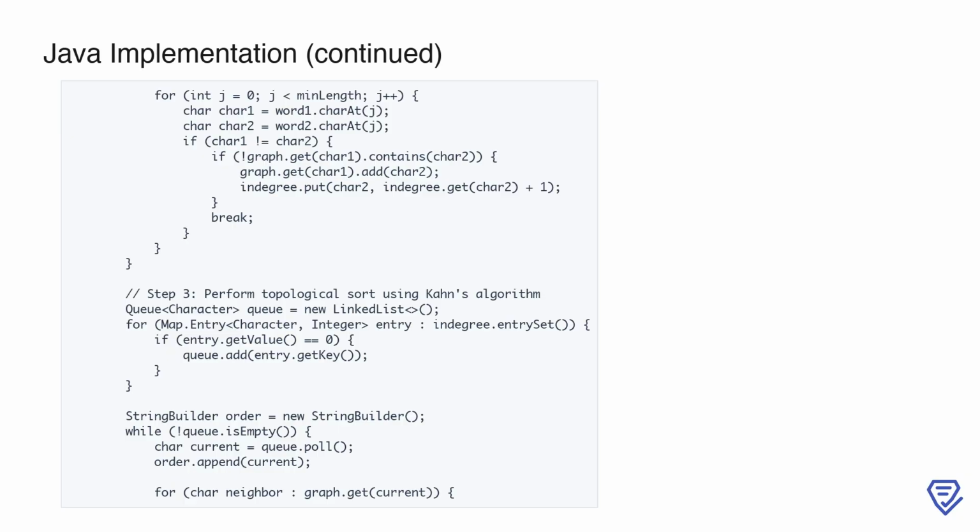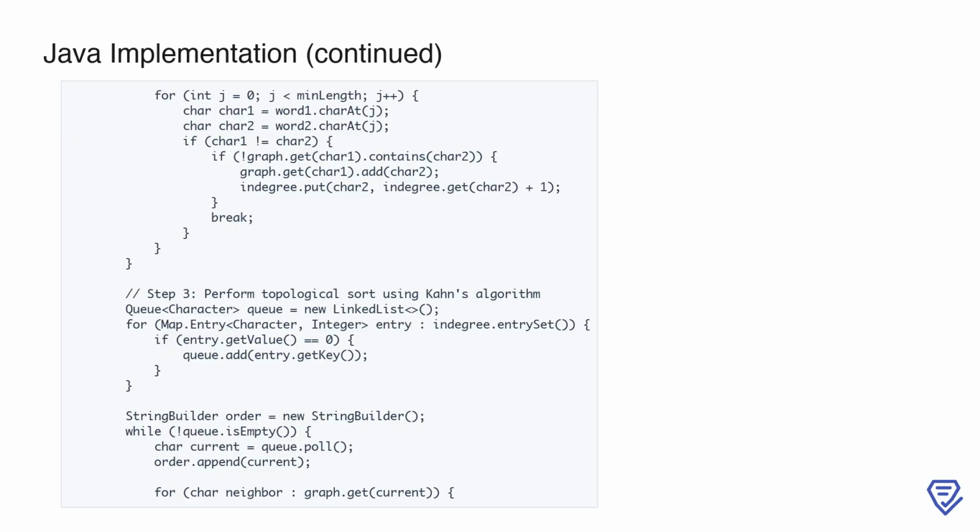Now, we continue building the graph by comparing characters from two adjacent words. We iterate over the characters up to the minimum length of the two words. When we encounter the first differing characters at the same position, we know there's a precedence relationship between them. Specifically, the character in the first word must come before the character in the second word. If this relationship doesn't already exist in the graph, we add an edge from the first character to the second. Additionally, we increase the in-degree of the second character to reflect this new dependency.